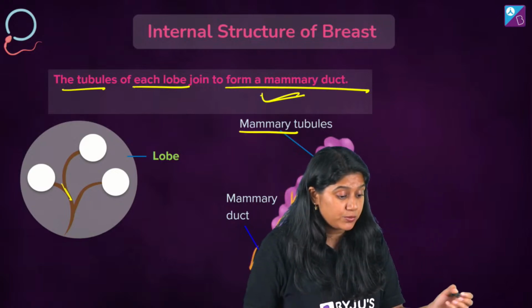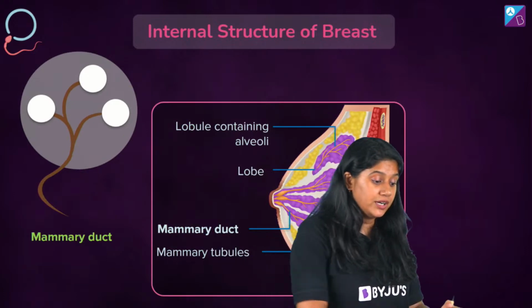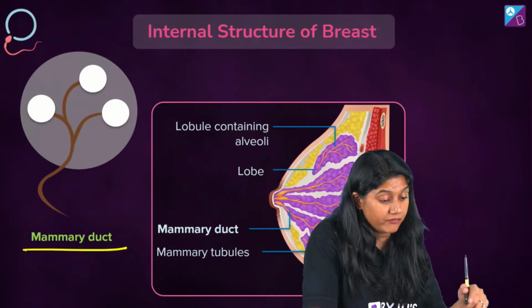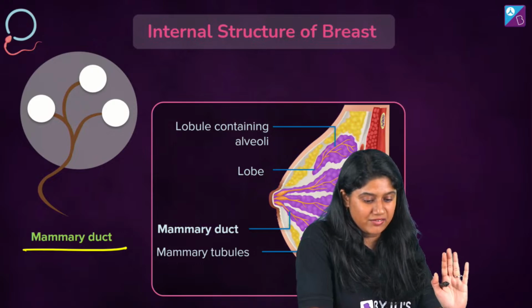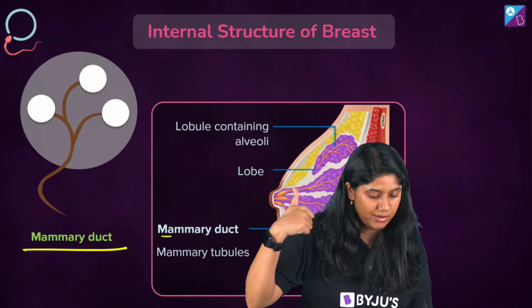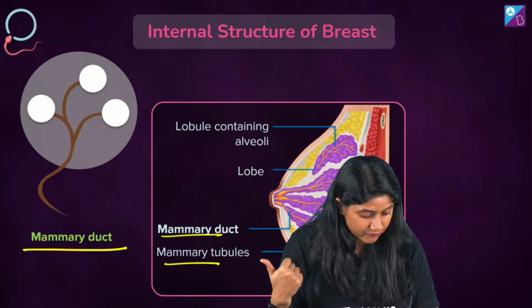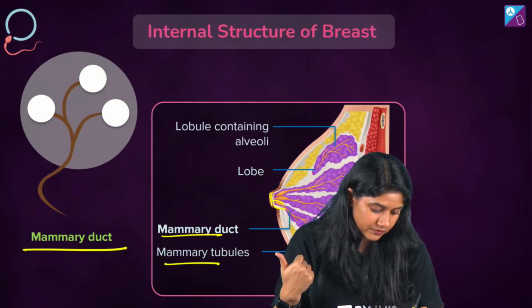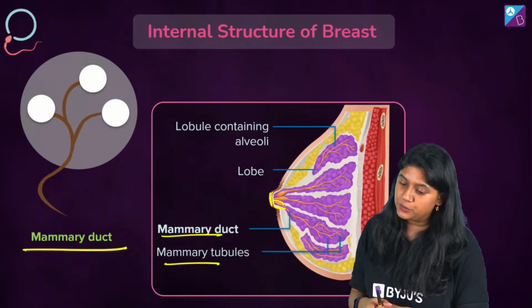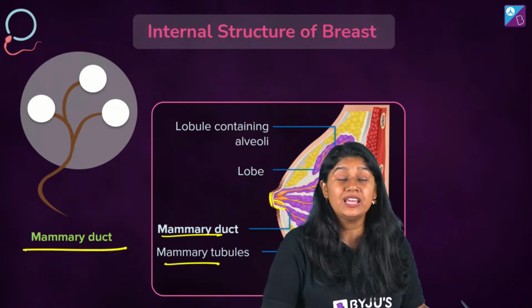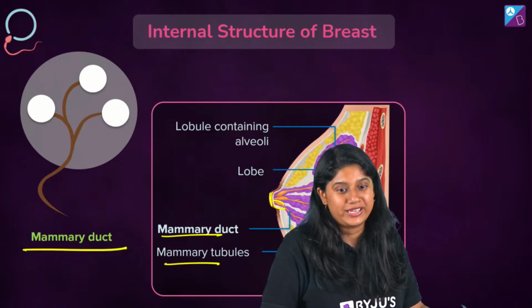So we have the mammary tubules, right? Further, we have the mammary duct. Now this is interesting, everyone. We started with the mammary tubules, we have the mammary duct over here. See over here, we have the ampullar region, and this particular part is connected to the lactiferous duct altogether.